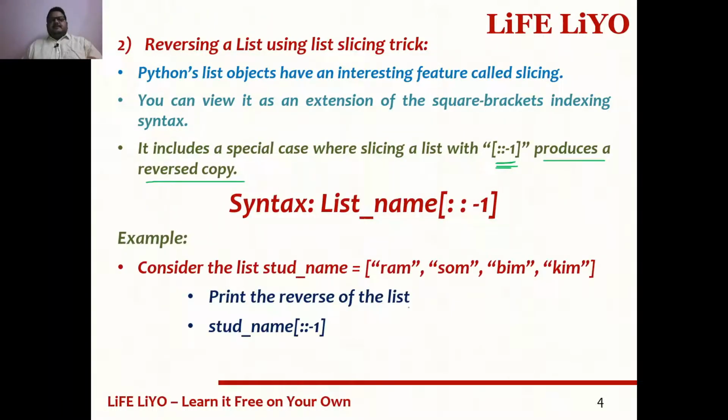Same thing with student name: I have a list with Ram, Som, Bim, Kim. If I access the elements without any start or stop index, with the step size -1, then I am going to get Kim, Bim, Som, Ram. That is nothing but the reverse.